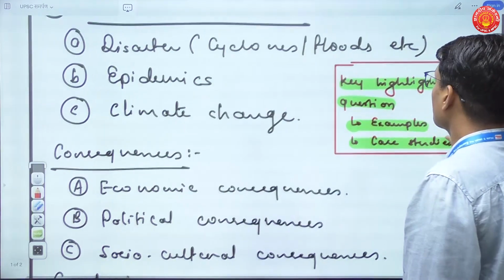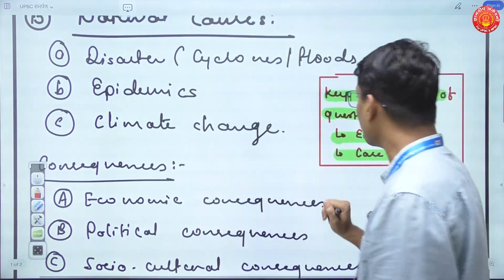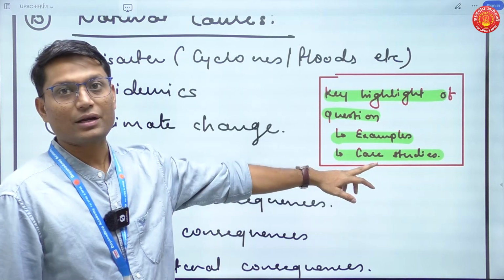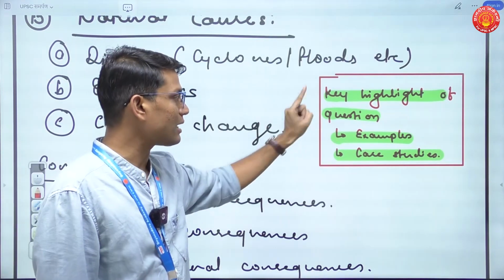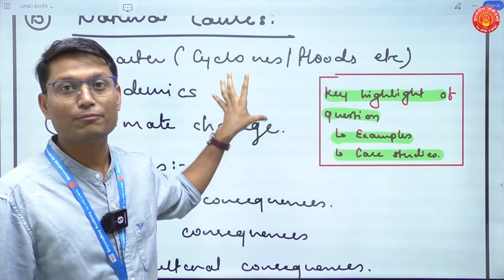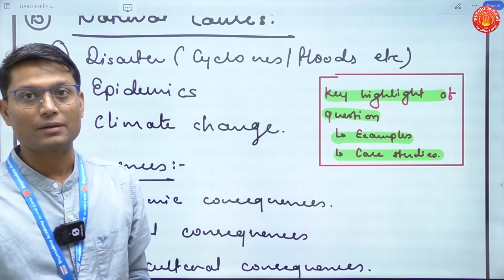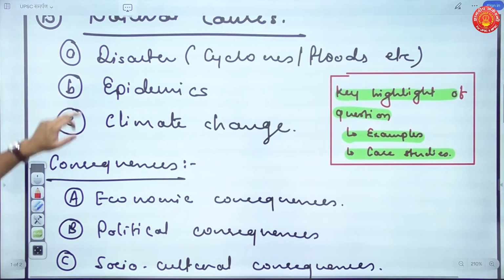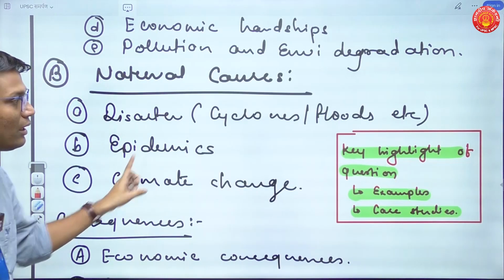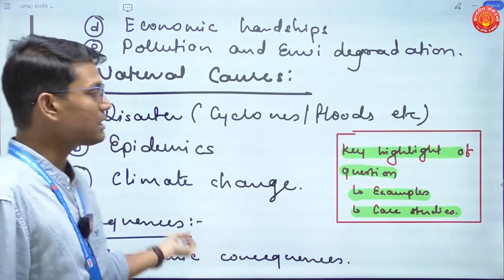Now, the key highlight of this question is about providing enough examples and enough case studies, right? If your answer has no examples, no case studies, then there will not be enough marks awarded for your answer, right? The reason is each and every single person can give causes and consequences. The beauty lies in providing examples and case studies.